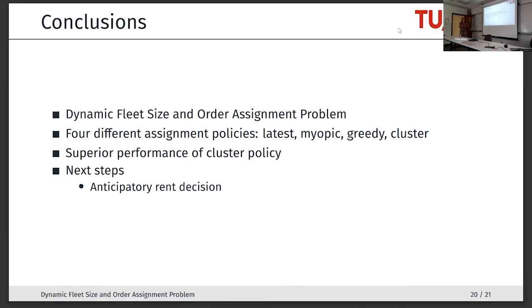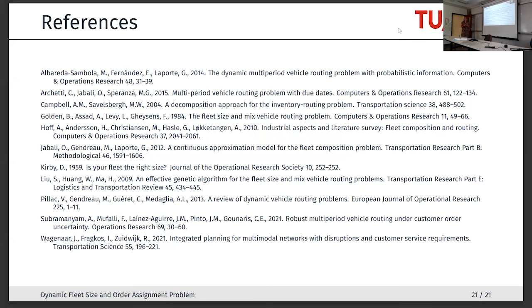And that is also the end of my presentation, so let me first conclude real quick. We study the dynamic fleet size and order assignment problem. We consider 4 different assignment policies: latest, myopic, 3D, and cluster, where we observe superior performance of the cluster policy. And our next step is to also consider anticipatory decisions. And that concludes the presentation.